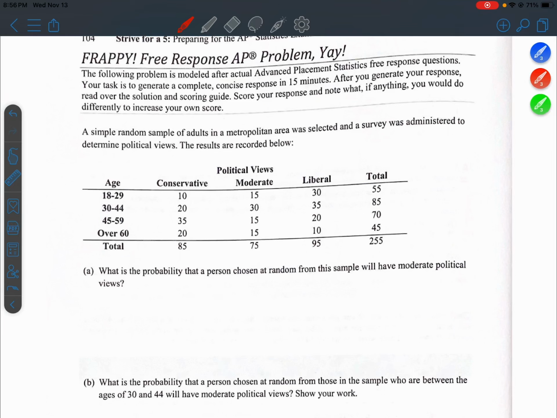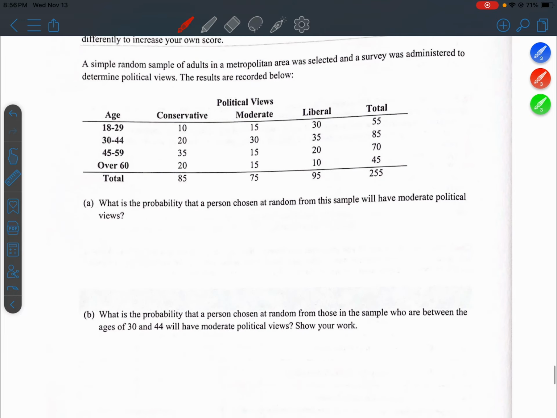All right, our free response question. A simple random sample of adults in a metro area was selected and a survey was administered to determine political views. The results are recorded below. So one event has to do with age: young, middle age, old, really old. The other event has to do with political view: conservative, moderate, liberal.